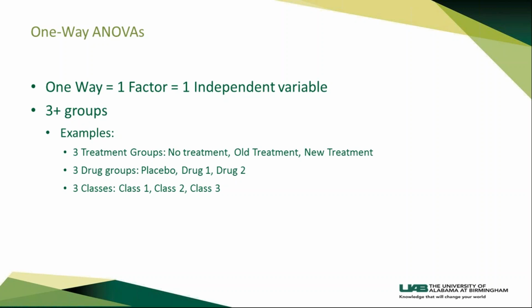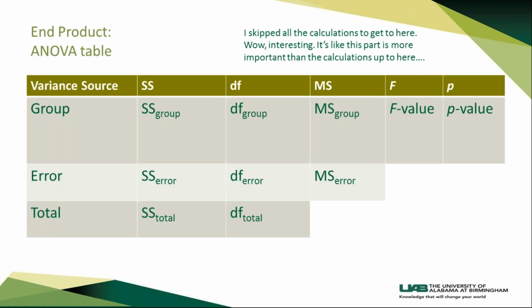Just some examples of what a one-way ANOVA might look like as far as the groups or the levels it would include. You might look at an independent variable that is treatment group. There are three levels: no treatment, some old treatment, some new treatment; drug groups: placebo, drug 1, drug 2; maybe even a course section, like one class, but there are three sections: class 1, class 2, class 3. These are all things that would fall under having three levels of that one independent variable.